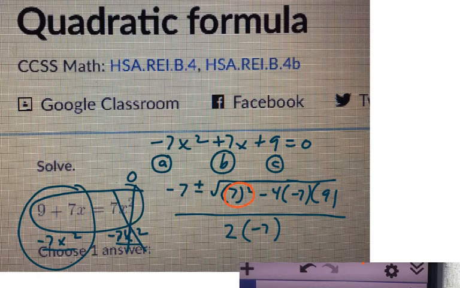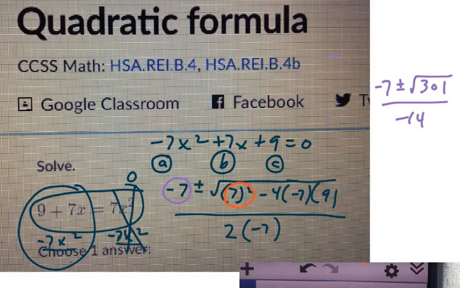So, if we continue on with our problem, notice I have, therefore, negative 7, plus or minus the square root of 301, divided by negative 14. Now, guys, here's a little number trick. Can I simplify 301 anyway? If you use your calculator, you get a decimal, for example, right? Square root of 301, it's not a whole number or integer. So can we reduce 301? The answer is no. How do I know?